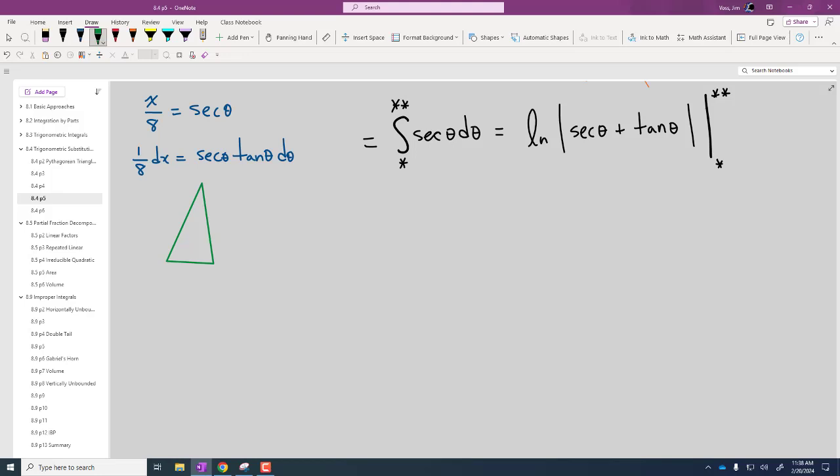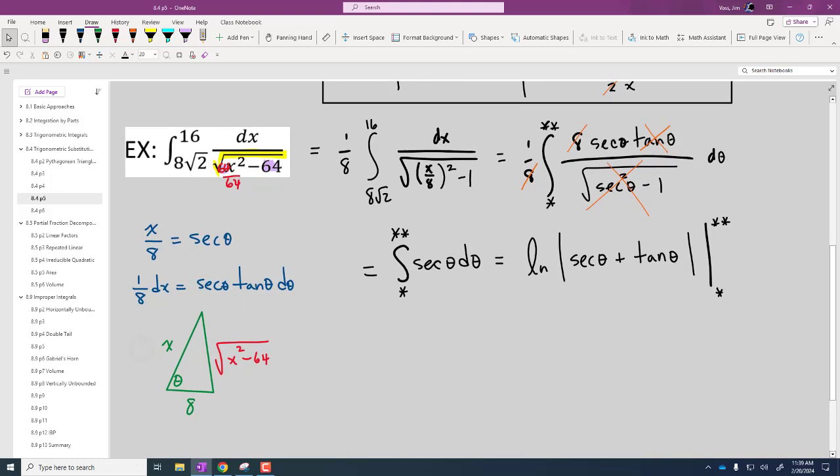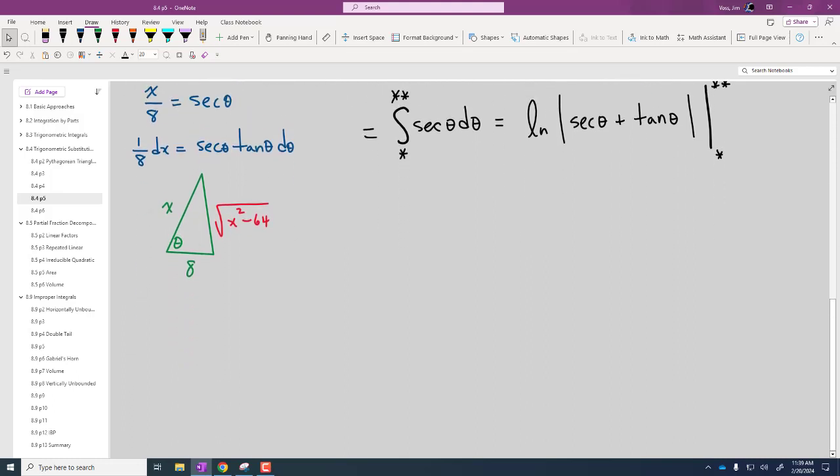Secant is hypotenuse over adjacent. We want secant to be x over 8. So we're going to do x here, 8 there. Theta is in the corner. Secant is hypotenuse over adjacent, so we have that. Then we use the Pythagorean theorem to get square root x squared minus 64. It should look like something that's in the original or close to it. Now we're good to go.